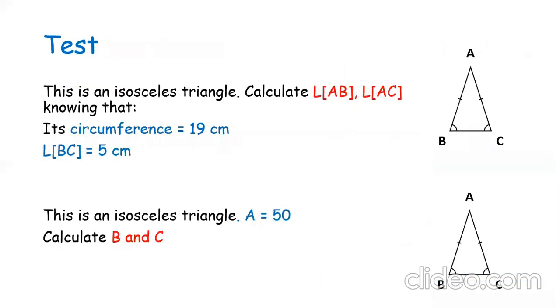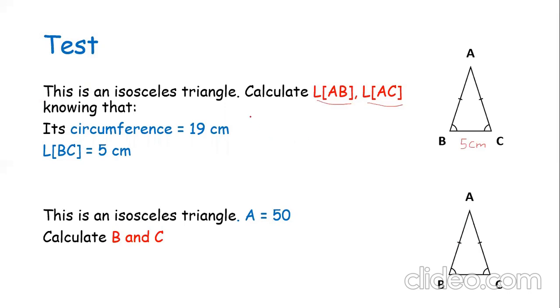So let's take this test. This is an isosceles triangle on the right, in which the length of AB is equal to the length of AC. Knowing that the circumference is 19 centimeters and the length of BC is 5 centimeters, then calculate the length of AB and the length of AC.